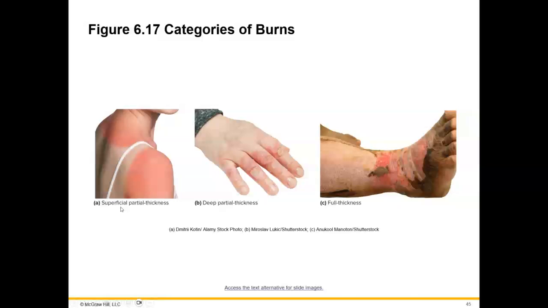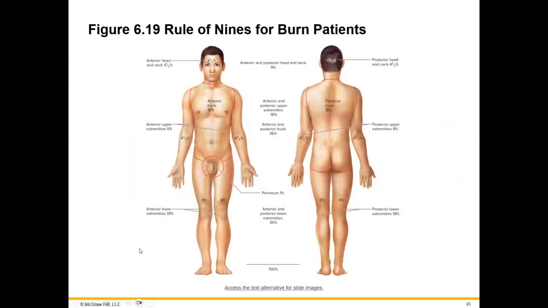Okay, this shows somebody with a superficial partial thickness burn, a deep partial thickness, and a full thickness. Okay, the rule of nines shows you what we mean by dividing the body into 9% percentages.